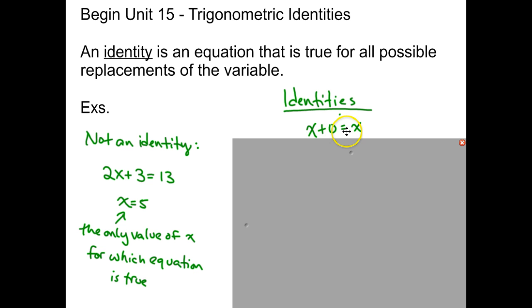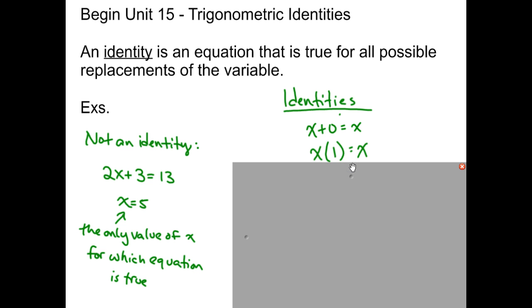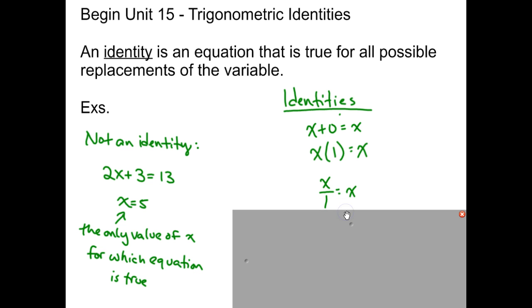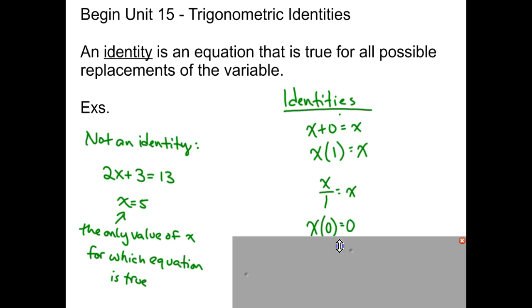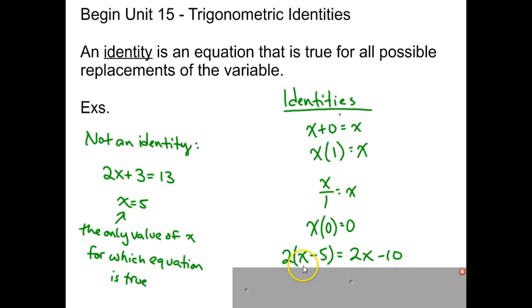Try to think of some other equations that are true for any possible replacement of the variable. Maybe you thought of, well, you could multiply by 1. Certainly that works. Maybe you thought of, well, you could divide by 1. That works too. Maybe you thought of, well, any number times 0 is 0. Maybe you thought of, well, I could have a distributive property type equation where we have an expression in parentheses here, and on the right side it's distributed. There's millions of examples, but all those are examples of identities. They're true for any possible replacements of the variable.